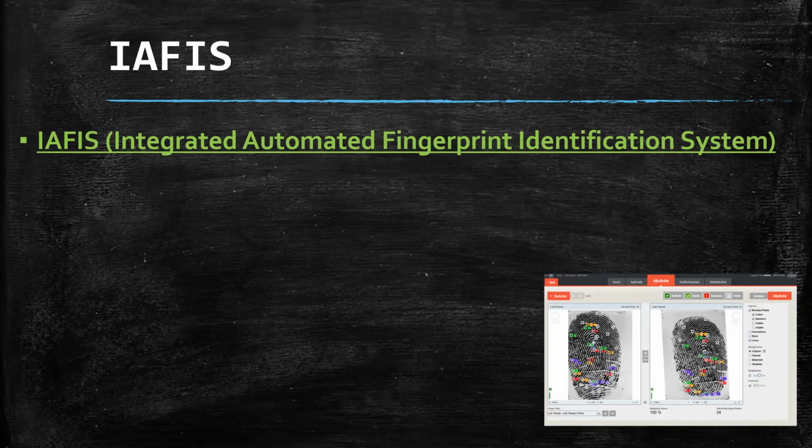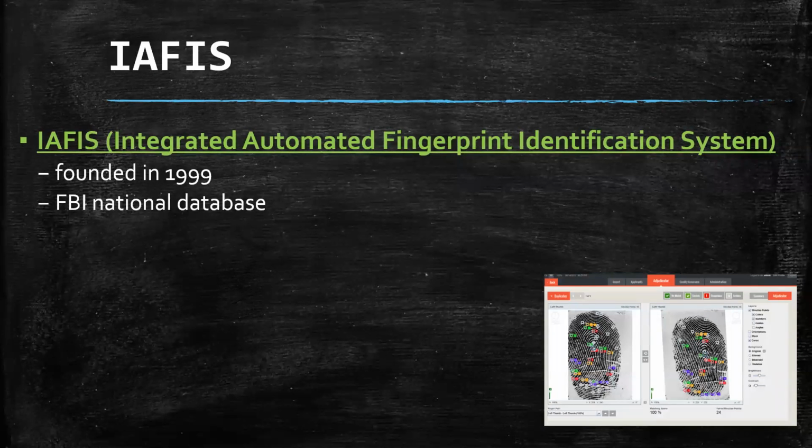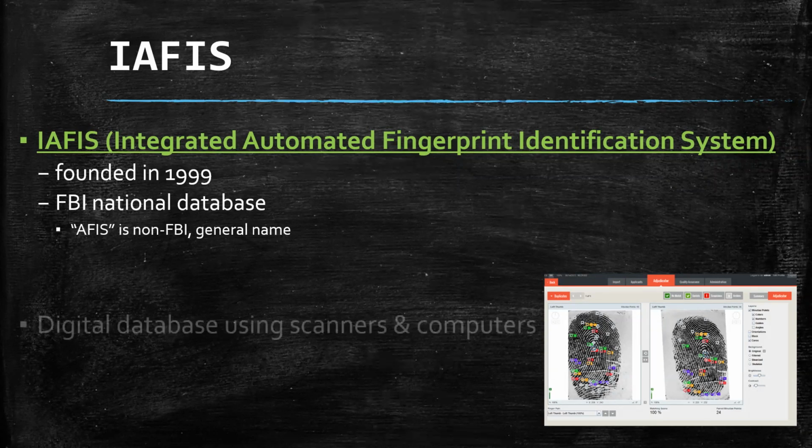So IAFIS, it's an acronym. It stands for Integrated Automated Fingerprint Identification System. Sometimes on crime shows they say AFIS. It just doesn't have the "integrated" on it. This was founded in 1999, and it's an FBI national database. Like I said, AFIS is just the non-FBI general name. IAFIS is the official one. It's basically just a digital database of people's fingerprints.